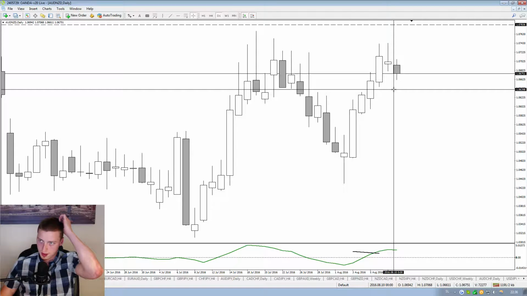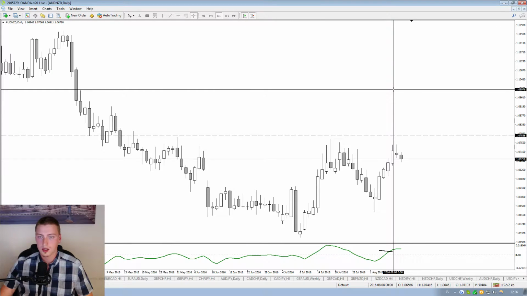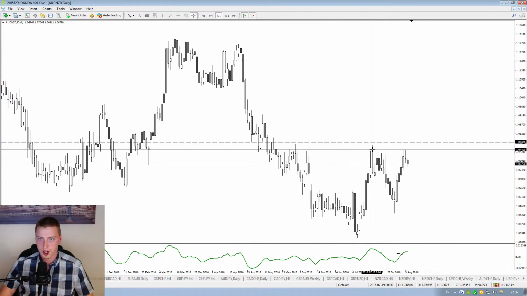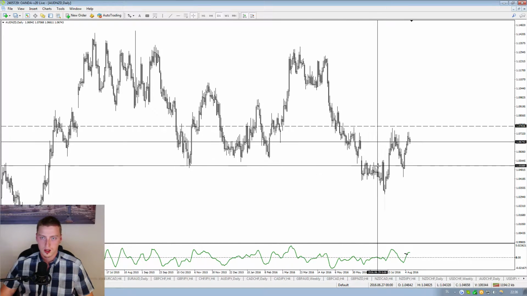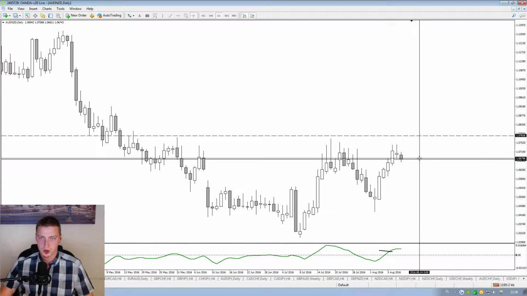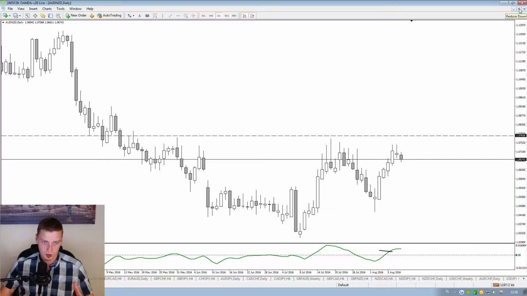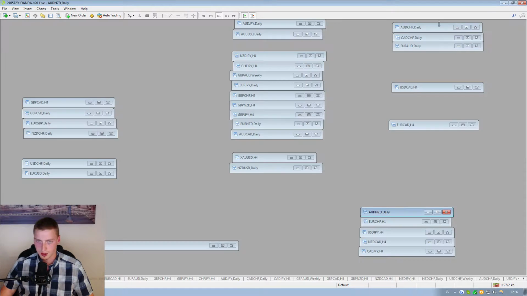Okay, so these are all elements which you have to consider, but the downside of this setup is that we've got a higher high and a higher low on a daily time frame. So it's sort of an aggressive trade. Okay, so let's move on. I don't want to spend too much time on one pair, but I just want to make sure that everything is clear. Okay, so Aussie New Zealand.